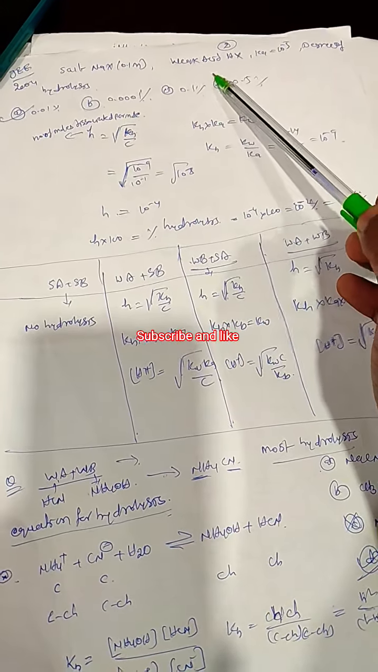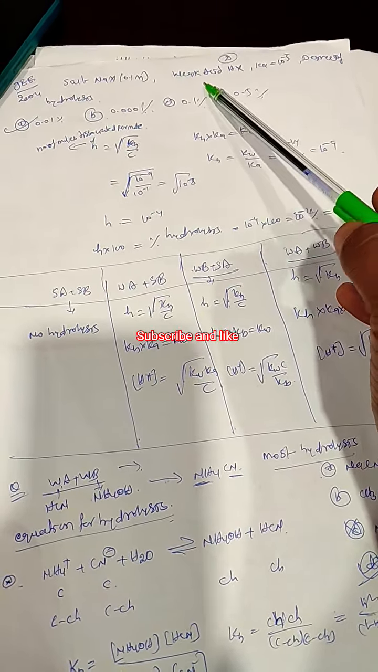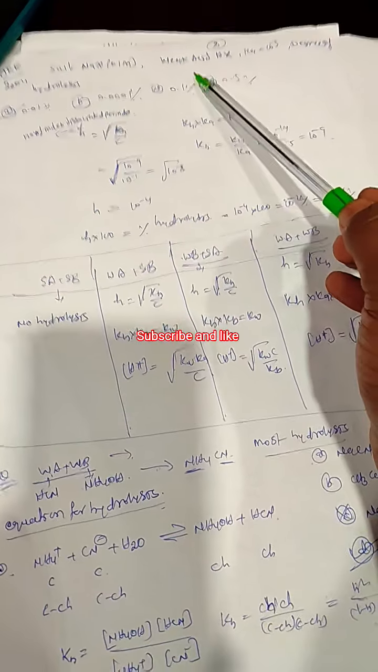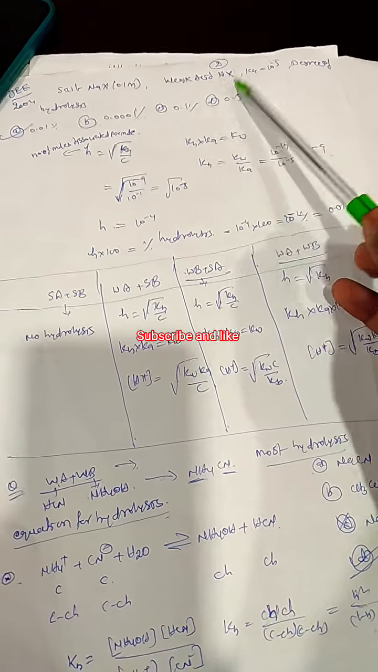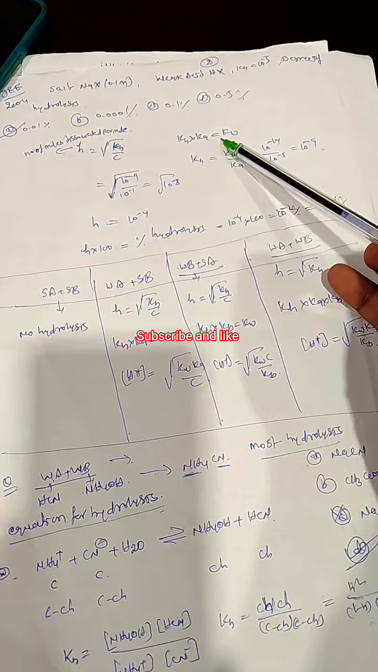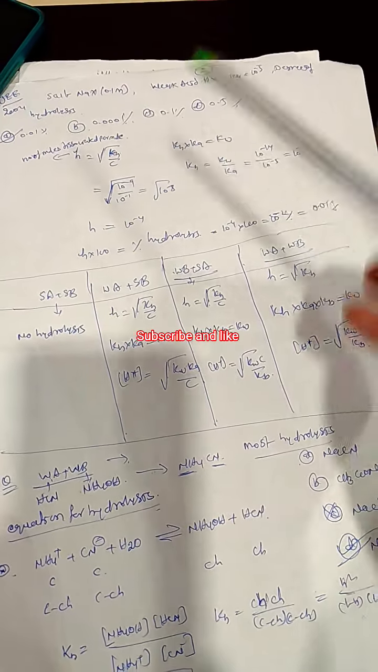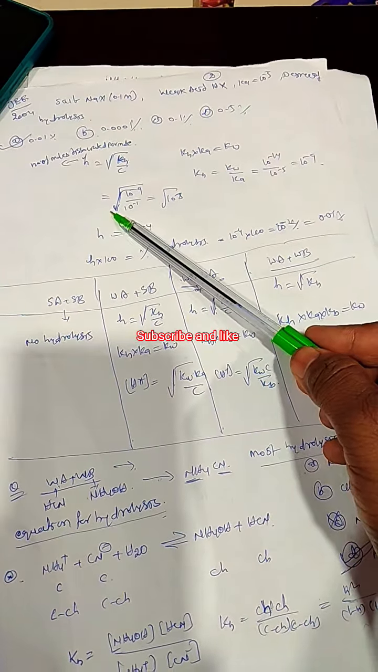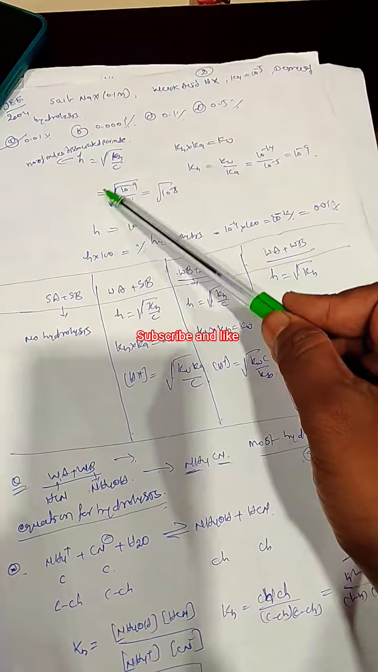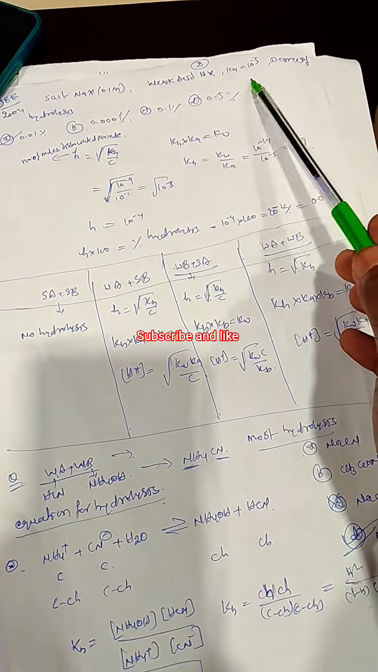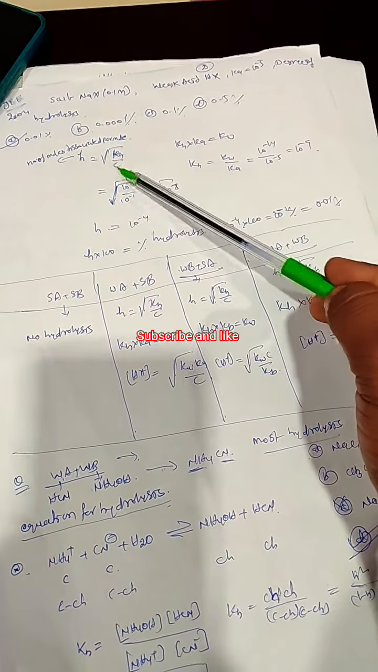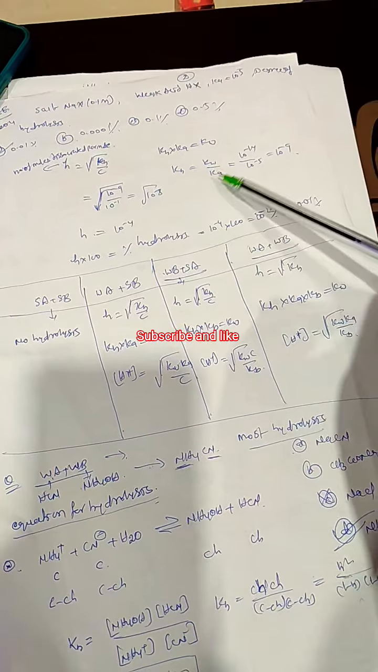Next, Kh: this is a weak acid salt that undergoes hydrolysis. It is a salt with a strong base, we know that. Kh into Ka is equal to Kw. This we know. Then h is equal to square root of Kh by C. First we have to find out the Kh.